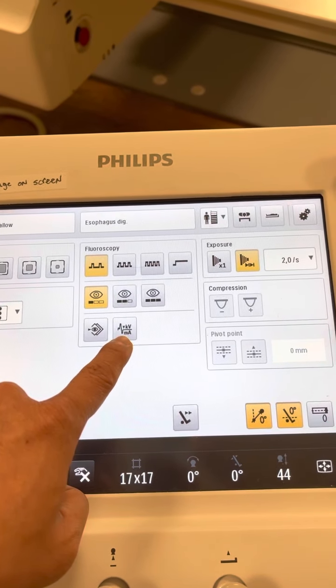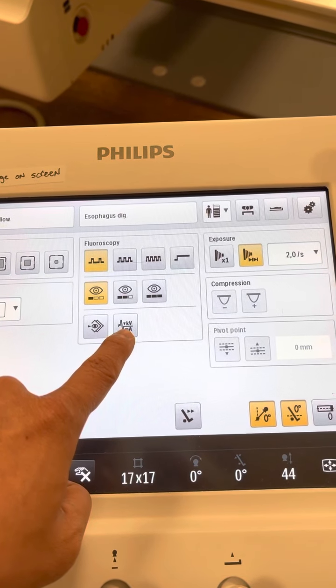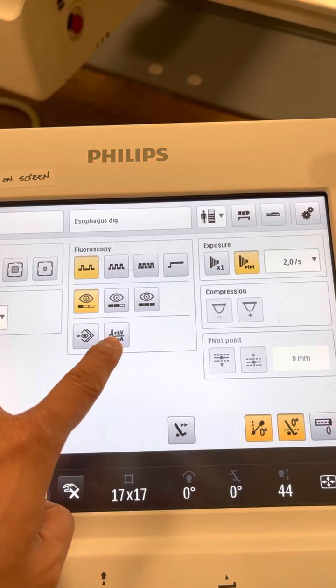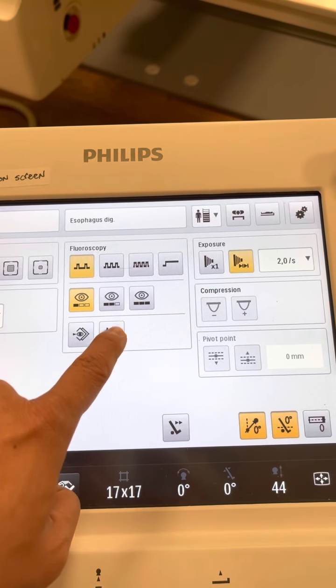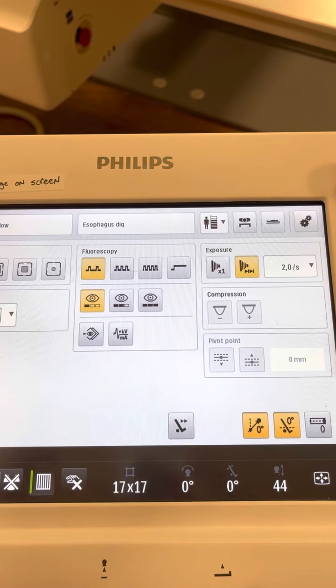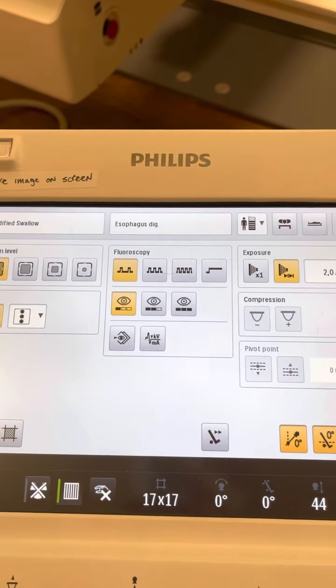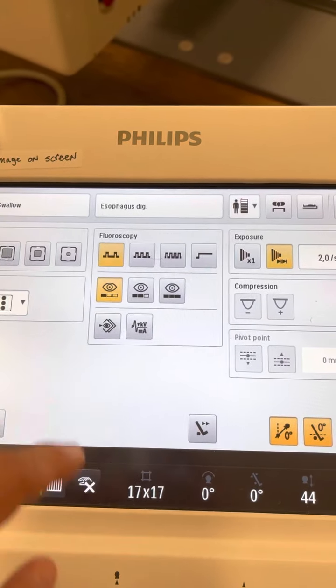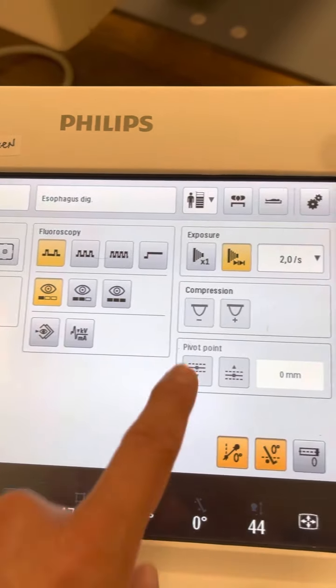And this one is for once you see a good exposure. If for example your patient moves, you lock it with yellow, and then the patient moves, it's okay. The setting is saved, so there will always be the same radiation. Of course, you have to unlock it to move to a different part of the body.